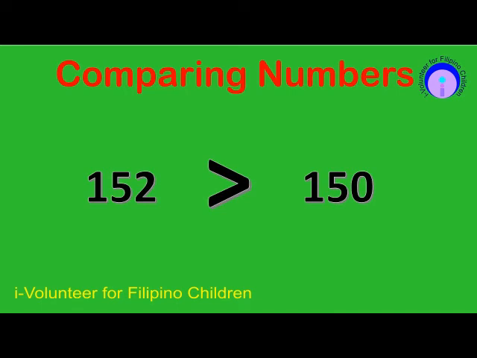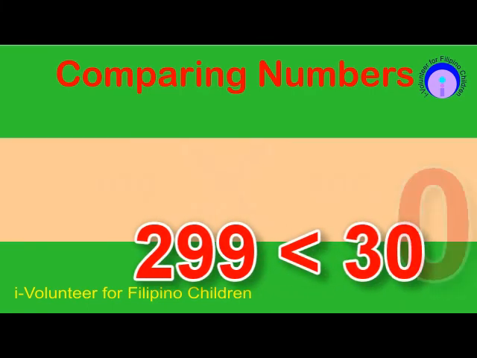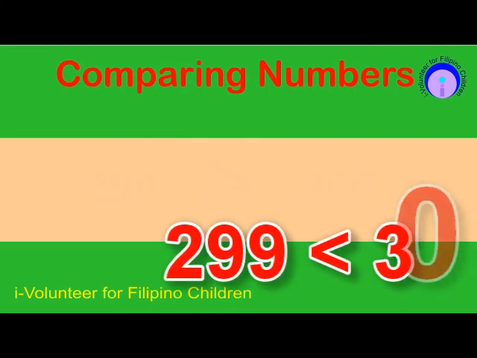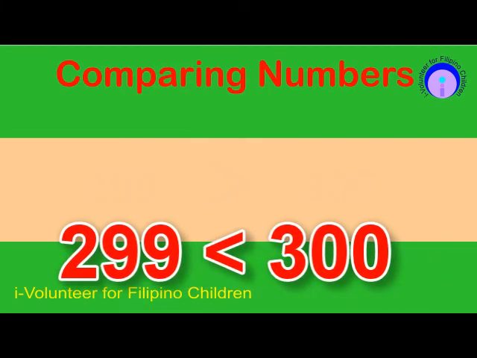The number is 152 is greater than 150. The answer is true. The expression must be read as 152 is greater than 150. The number is 299 is greater than 300. The answer is false. The correct answer is 299 is less than 300. The expression is true when we say 299 is less than 300.